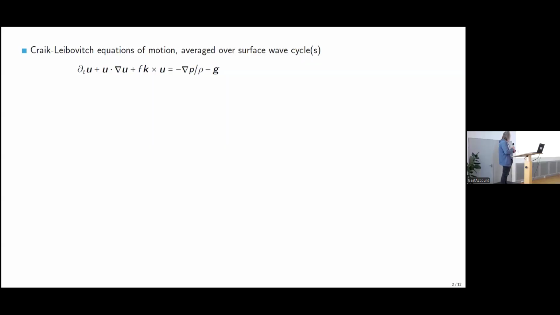It's a very limited set of equations of motion. Where it comes from is you have waves at the surface and also some background flow with small vorticity. Then you average over the orbital motion and you get some force terms from the Reynolds stresses.